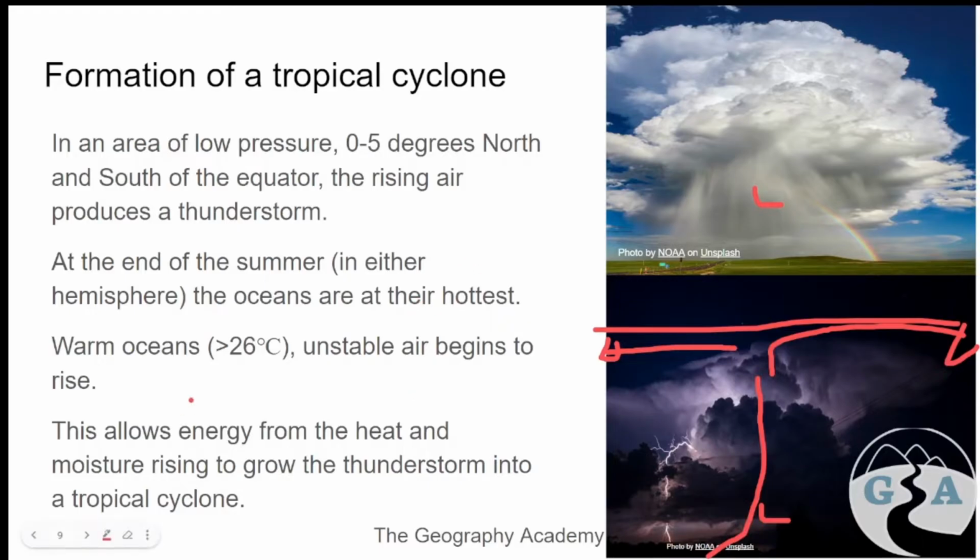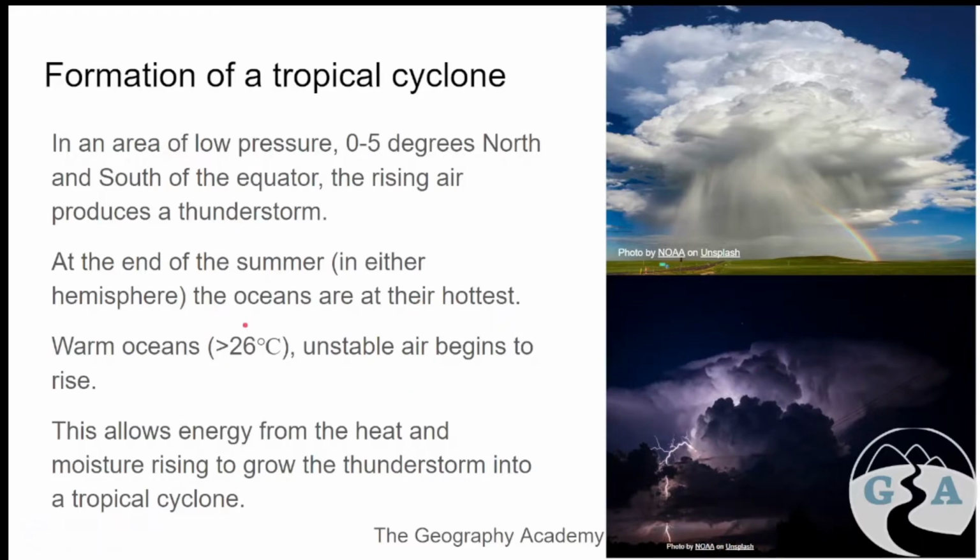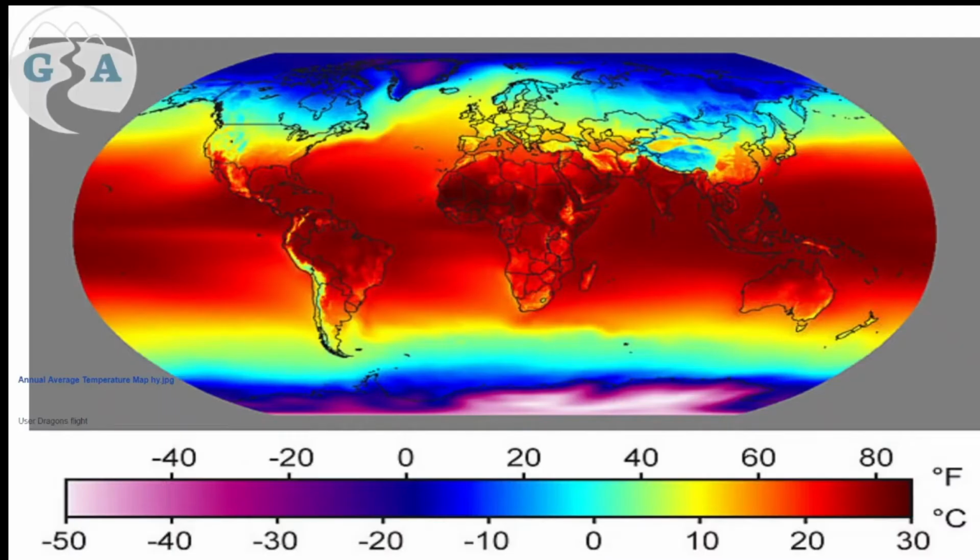Now, this usually happens at the end of the summer in either hemisphere. So northern, southern hemisphere have different summers, for example. And this is because the oceans get to heat up the most. So they're at their maximum temperature. So around sort of like September, October, we're going to see this area here being super high in terms of its temperature. And then temperatures down here, maybe later in the year, are going to be very high. So this means that tropical storms will appear on both sides at different times of the year.